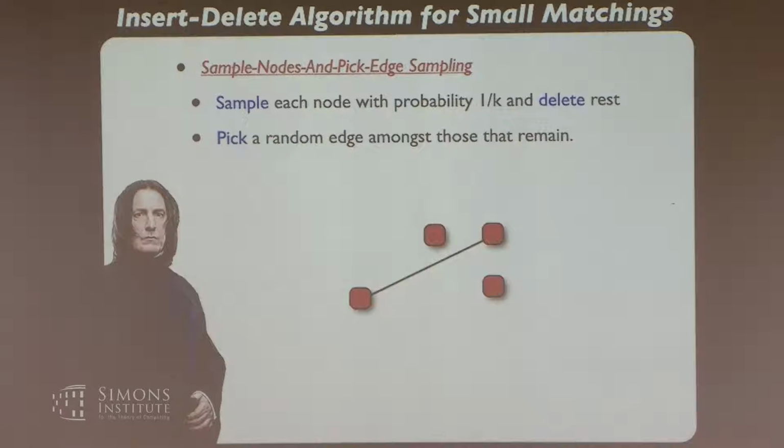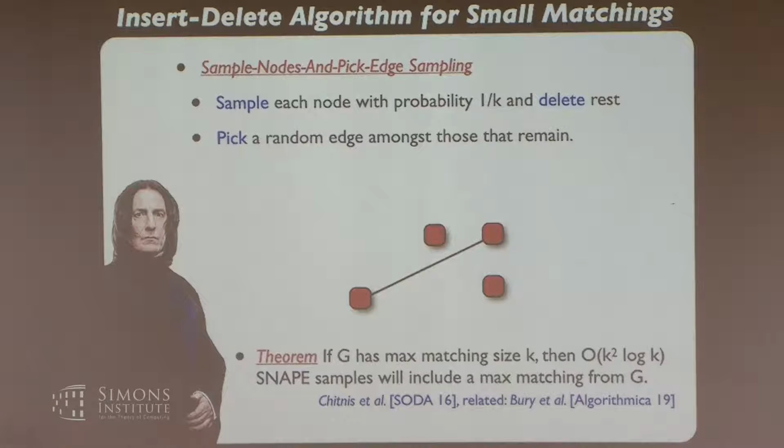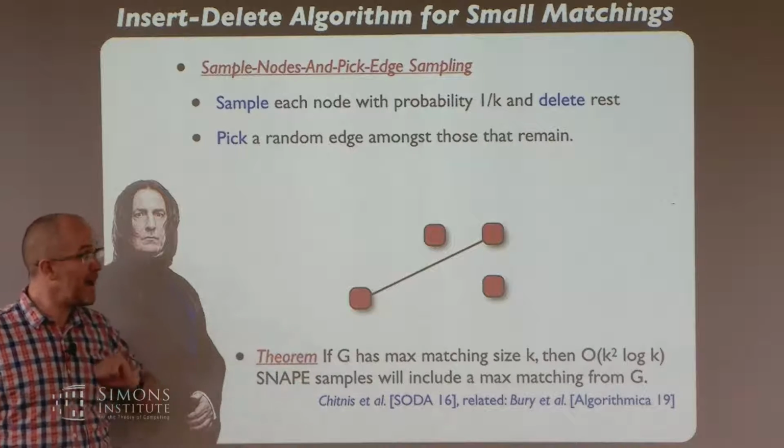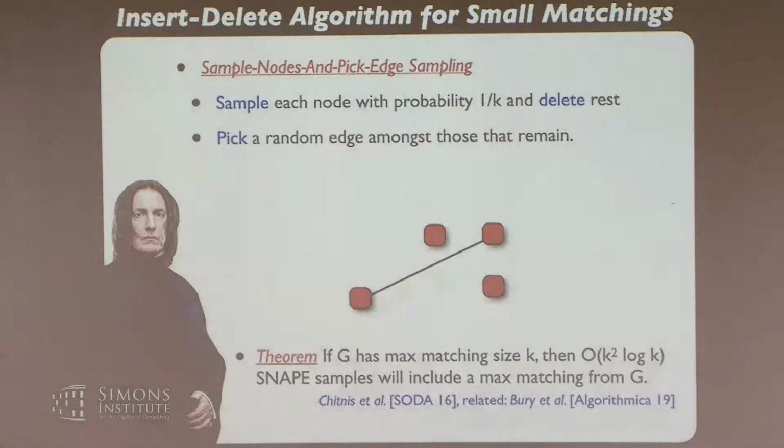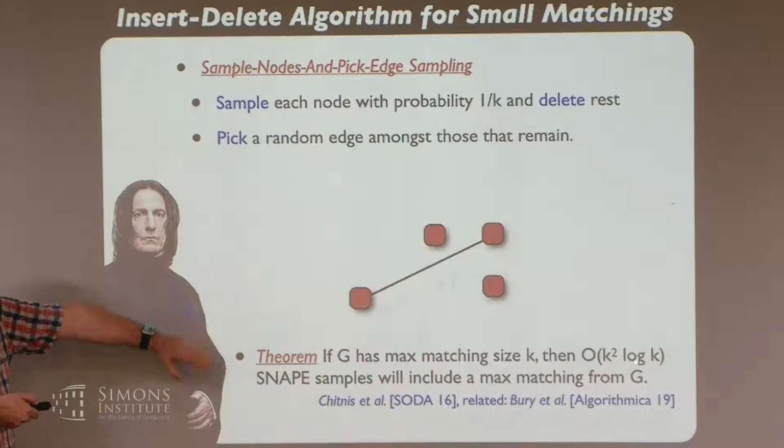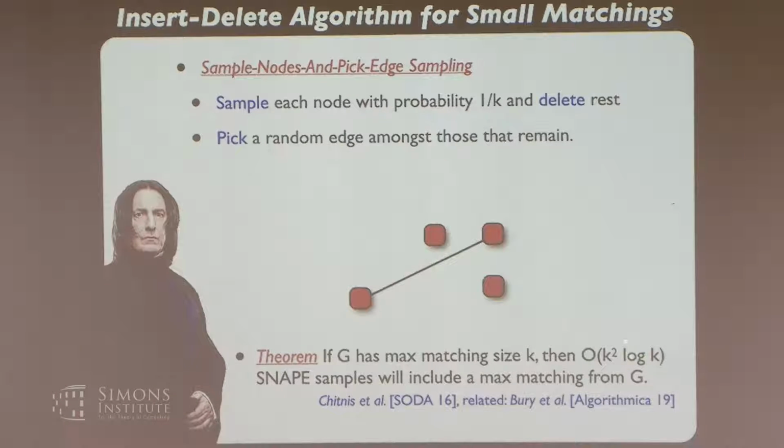If you think for a while, the distribution you get over edges will not be uniform. It doesn't take long to convince yourself of that. And what's more is that if your graph has a maximum matching of size at most k, it's possible to argue that if you draw k squared log k samples according to this distribution, amongst the edges you collect, you will have a maximum matching of size k. So you actually solve the problem exactly with this number of Snape samples.